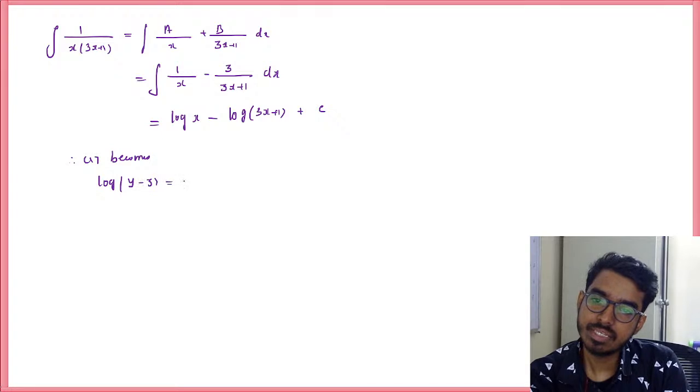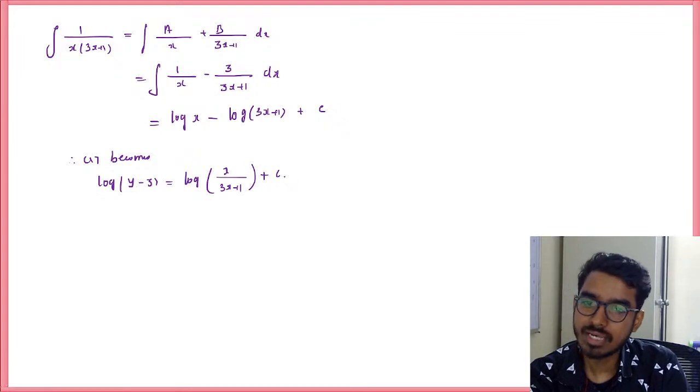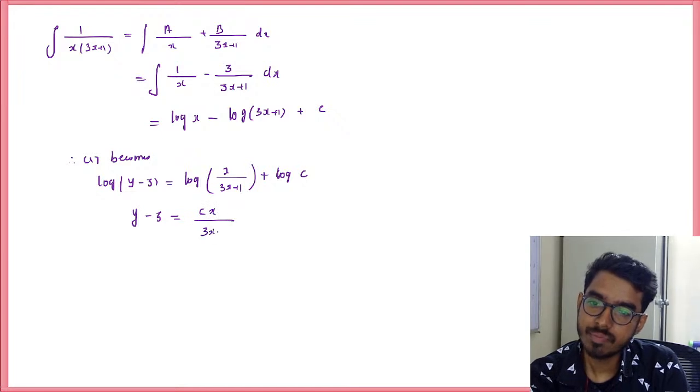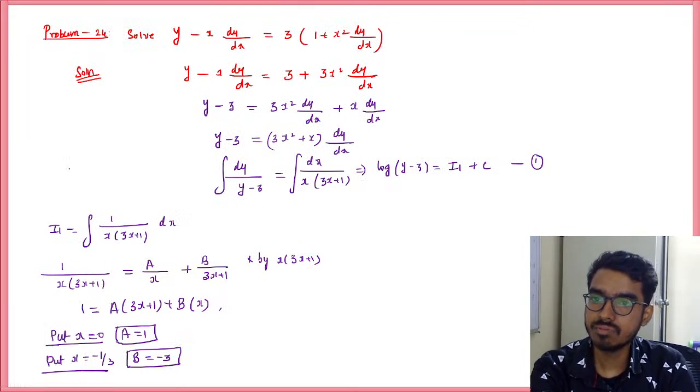1 becomes log y minus 3 is equal to, so we know log a by b is log a minus log b, plus we will add some constant c, right? Log y minus 3 is equal to, let's call this as some log c. So we will have y minus 3 is equal to c, log a plus log b is log ab, so 3x by 3x plus 1. It's the required solution, right? Okay. Not a problem.